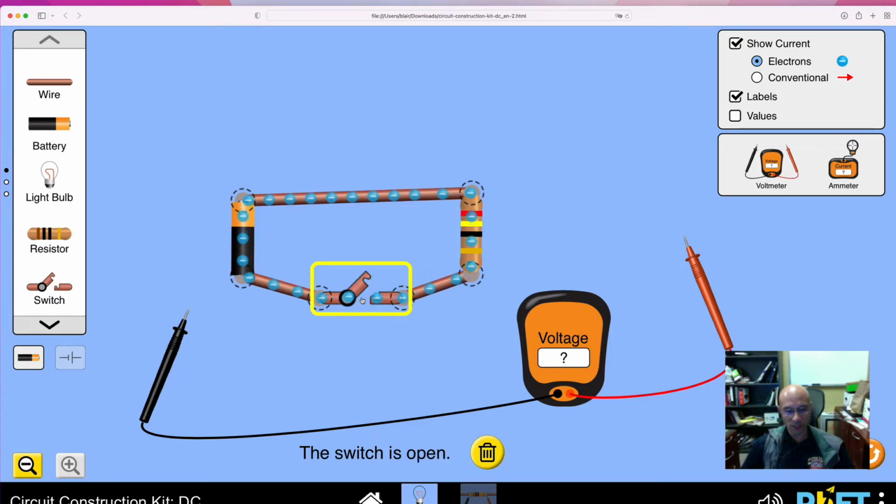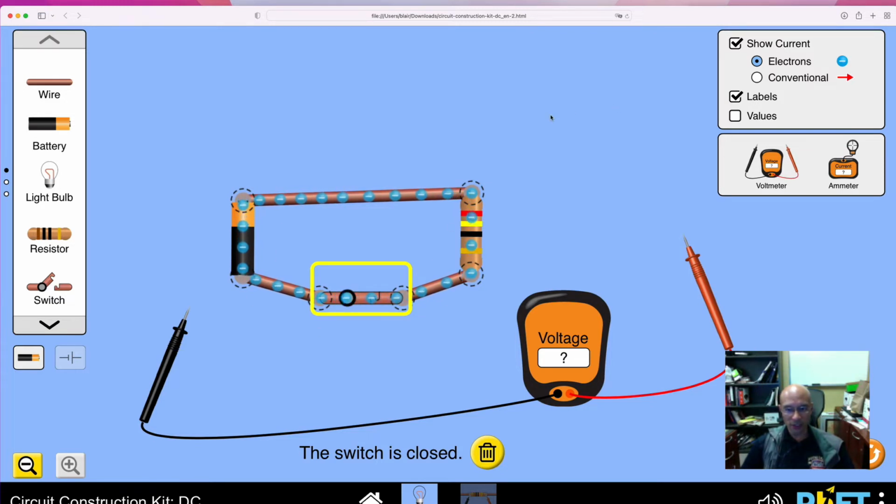But once I open the switch, it breaks the electrical connection, and now we have three nodes, two on the bottom, one on the top. The other thing to note is that when we close this, now we can have electron flow. So the electrons are flowing counterclockwise.